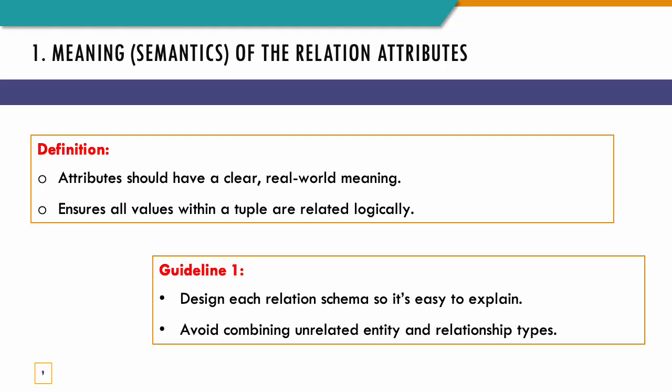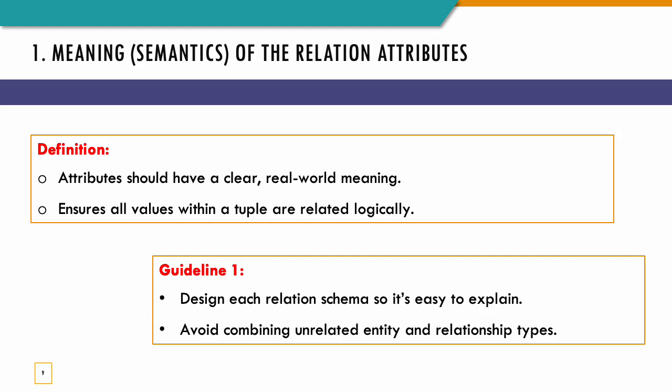Okay, so the first one is the meaning or semantics of relation attributes. It means that in this process, each attribute in a database relation should have a clear, real world meaning that reflects the data it represents. This clarity ensures that all values within the tuple or rows are logically connected and relevant to one another.